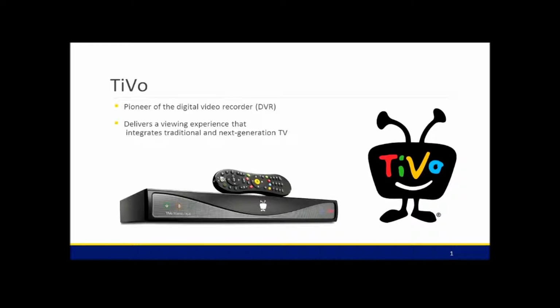To give a brief overview of what Tivo is all about, they are the pioneers in the DVR, or the digital video recorder, which allows you to record shows on a cable stream and watch them anytime you want. They also bring viewers an experience that integrates traditional TV, such as cable, with next-gen TV, like Hulu Plus, Netflix, and Amazon Instant Watch.